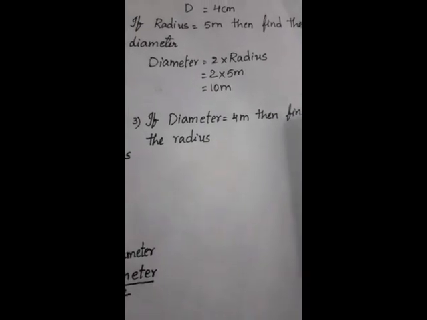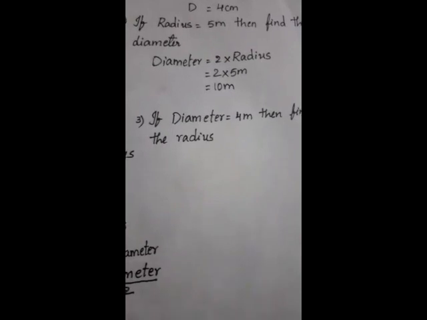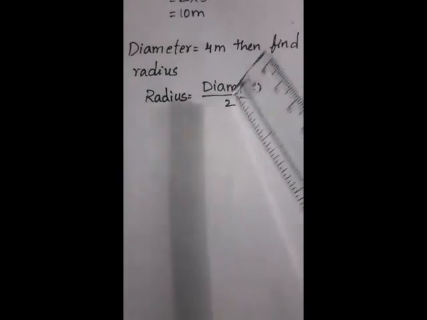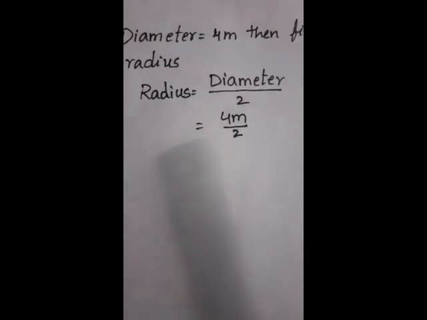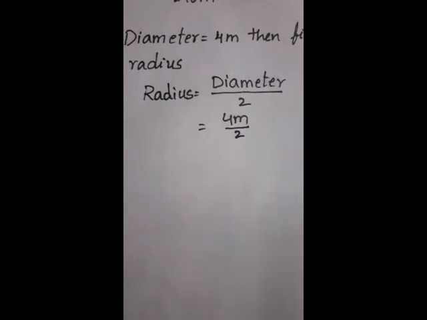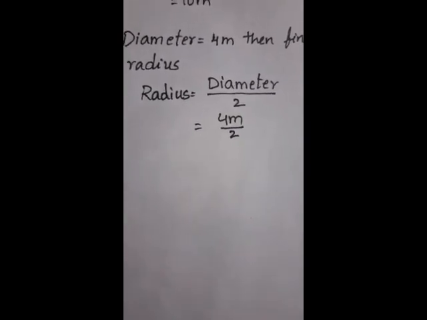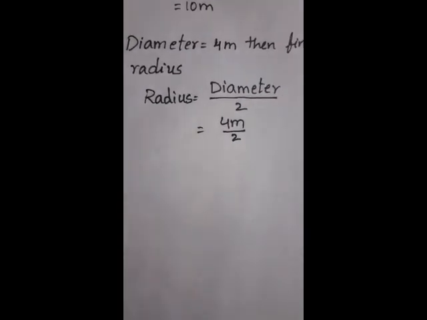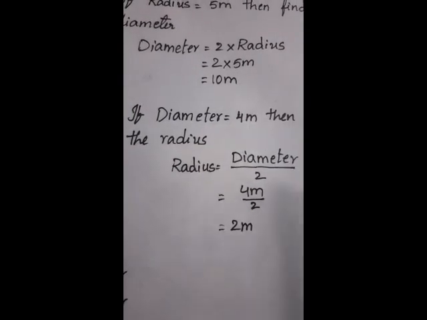Directly you can say it. But if you want the process, you have to apply the formula. Radius is equal to diameter by 2. Diameter is 4 meters, so 4 meters by 2. Now 2 table 4, how many times? 2 times. So radius is equal to 2 meters. Units are compulsory; you have to write meters here also. Radius is equal to 2 meters. You can also directly take half of this 4 meters.